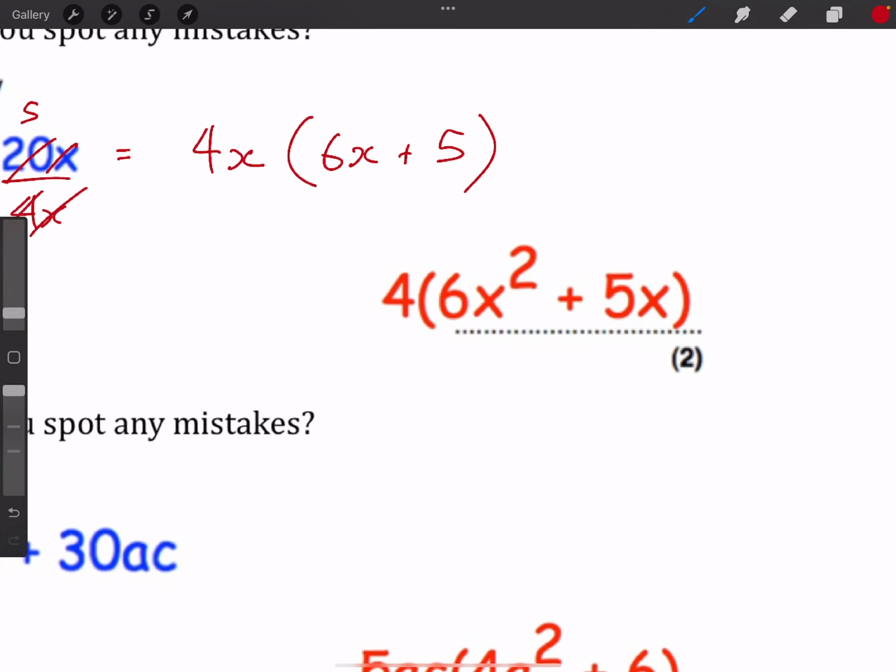So what happened here is they factorized the 4 out, but they didn't factorize the x out, so that's why they still have x squared minus 5x there. So this one here is not fully factorized.